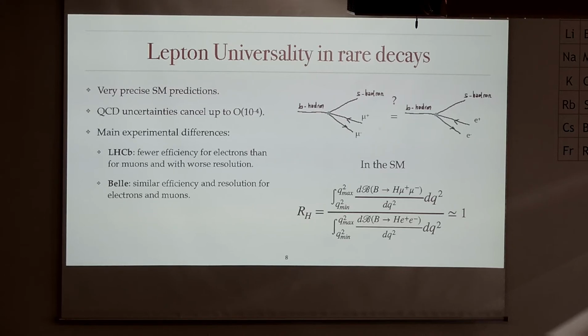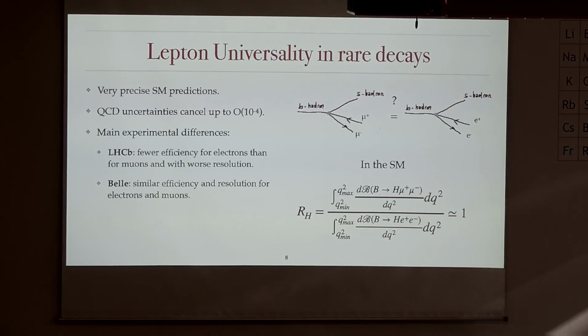Here we are dealing with rare decays, so 2 charged leptons in the final state. The convention is that we call these R sub H, where H is the name of the light hadron that we have in the final state. So we measure the branching fraction, integrated or not, of this decay with muons in the final state over the branching fraction of the same decay with electrons in the final state. In the standard model, this is 1, more or less, because leptons are the same. The W and Z do not distinguish them.